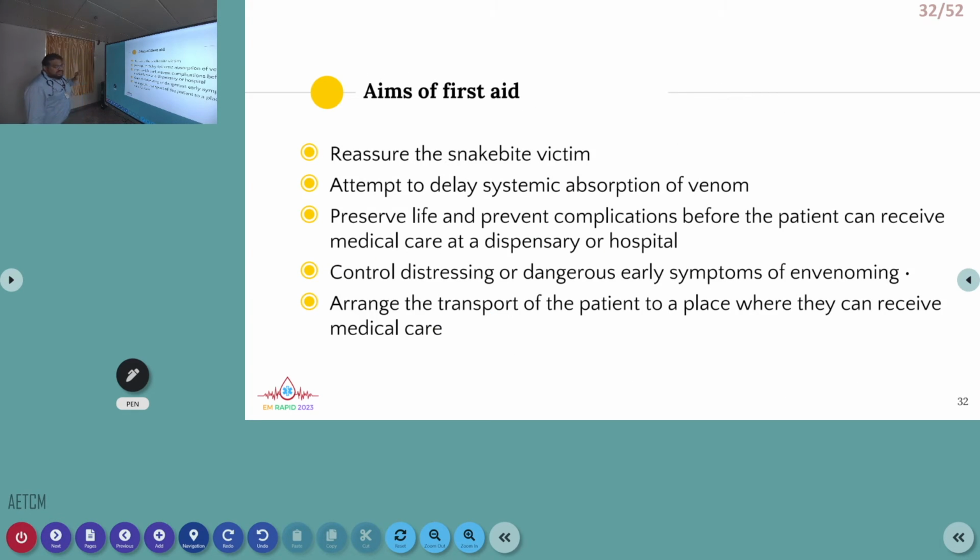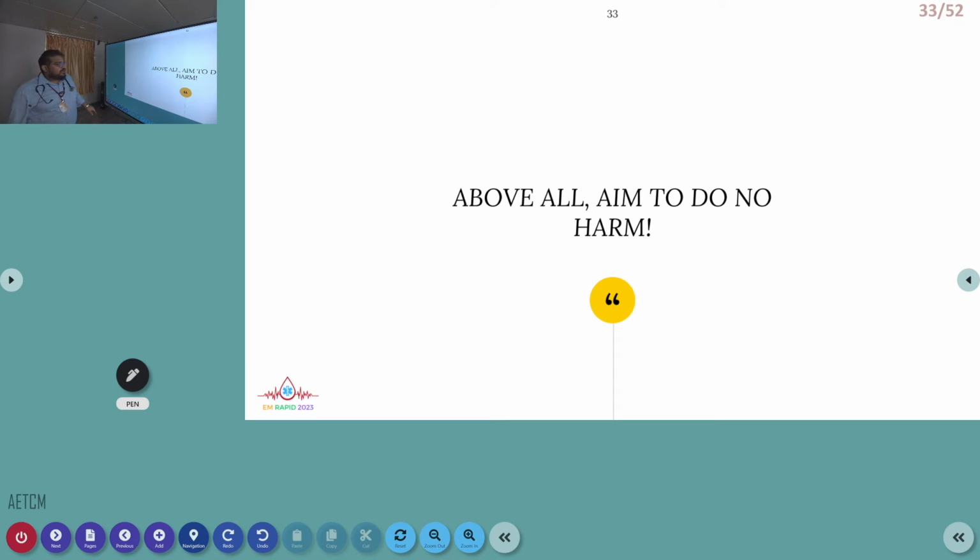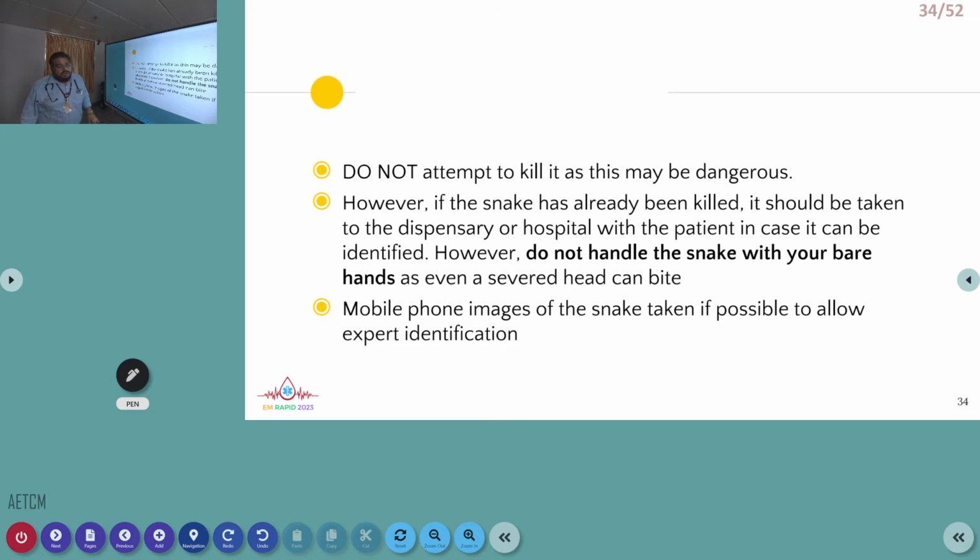So what are the aims of first aid? The most important thing that you can remember: reassure the snake bite victim, attempt to delay systemic absorption of venom. That is our idea. So preserve life and prevent complications before the patient can receive medical care at a hospital. Control distressing or dangerously early symptoms of envenomation. So you need to recognize and you need to treat. Arrange the transport to a place where they can receive medical care, very, very important, where they have anti-snake venom facility. Above all, do no harm. That is the primum non nocere that we have all learned.